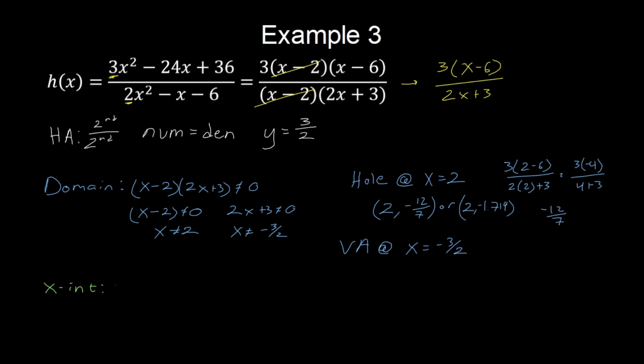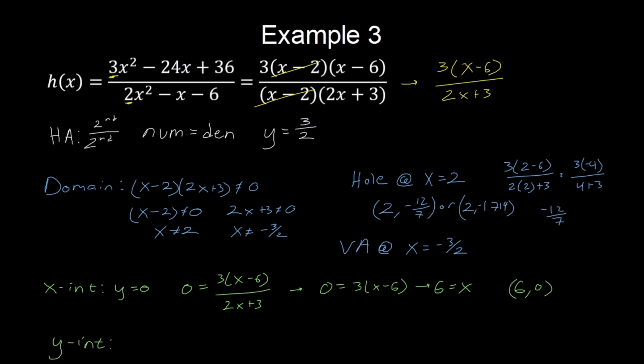The x-intercept is when y equals 0. So I'm going to take my simplified equation, set it equal to 0, 3x minus 6 divided by 2x plus 3. Multiply both sides by 2x plus 3 to eliminate that denominator, and we end up with 0 equals 3 times x minus 6. A little bit more algebra, divide by 3 and add 6. So 6 equals x. We have an x-intercept at 6, 0. So all of these are leading into it with just a little bit of algebra steps there.